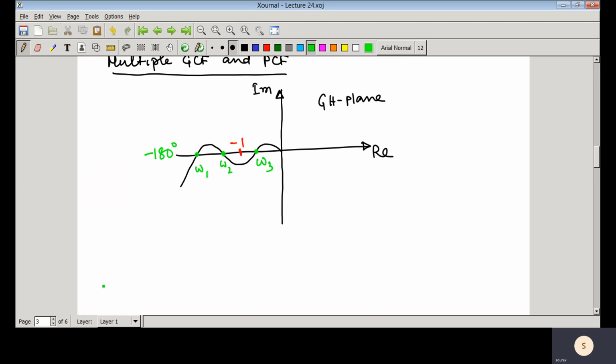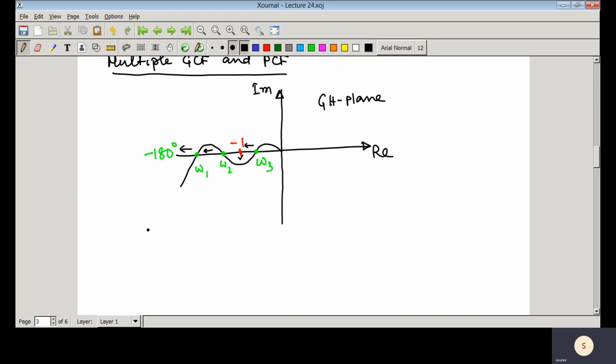You can see that if we change the gain, then what happens? This particular point may shift in this direction. If we start increasing the gain, this point will be shifting towards the left, and this one also will be shifting towards the left. So at a particular gain, this plot will be passing through the critical point, and after that it will cross it, and whenever it crosses the critical point, the number of encirclements will change.